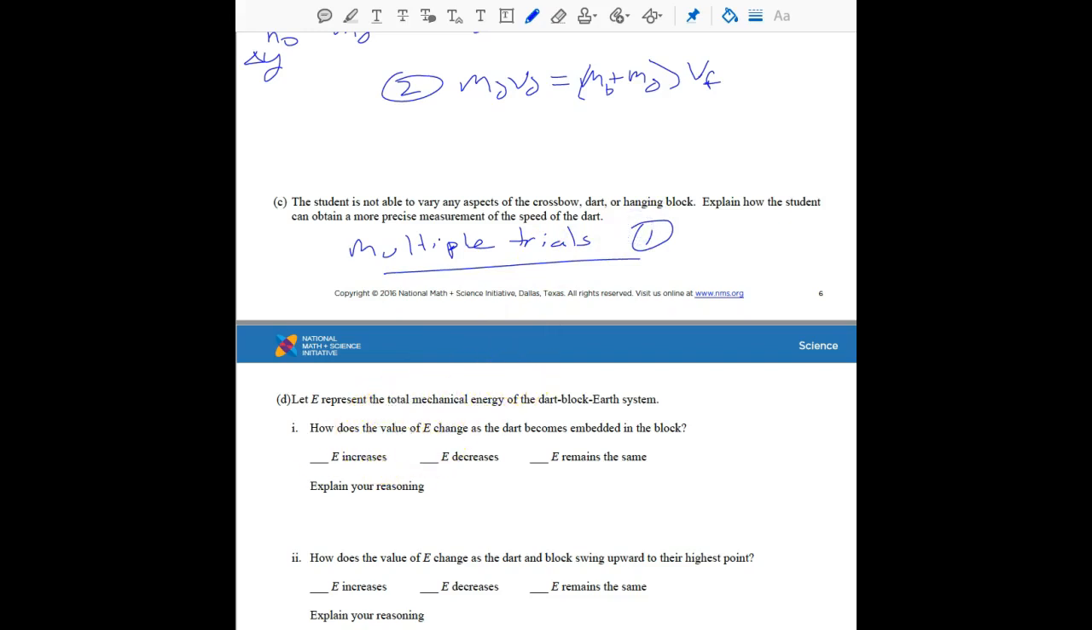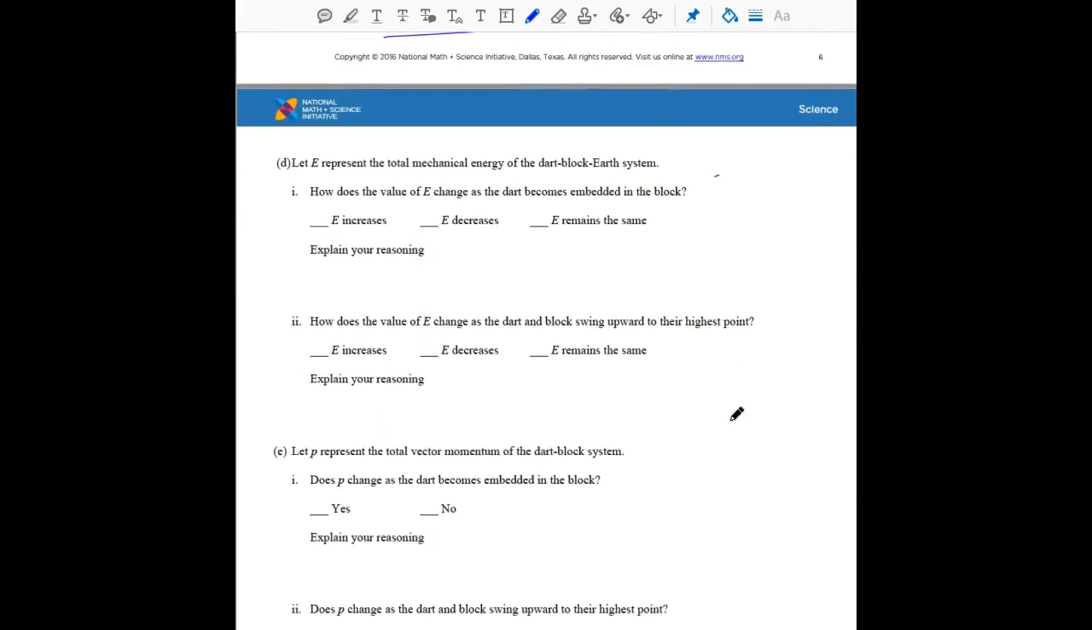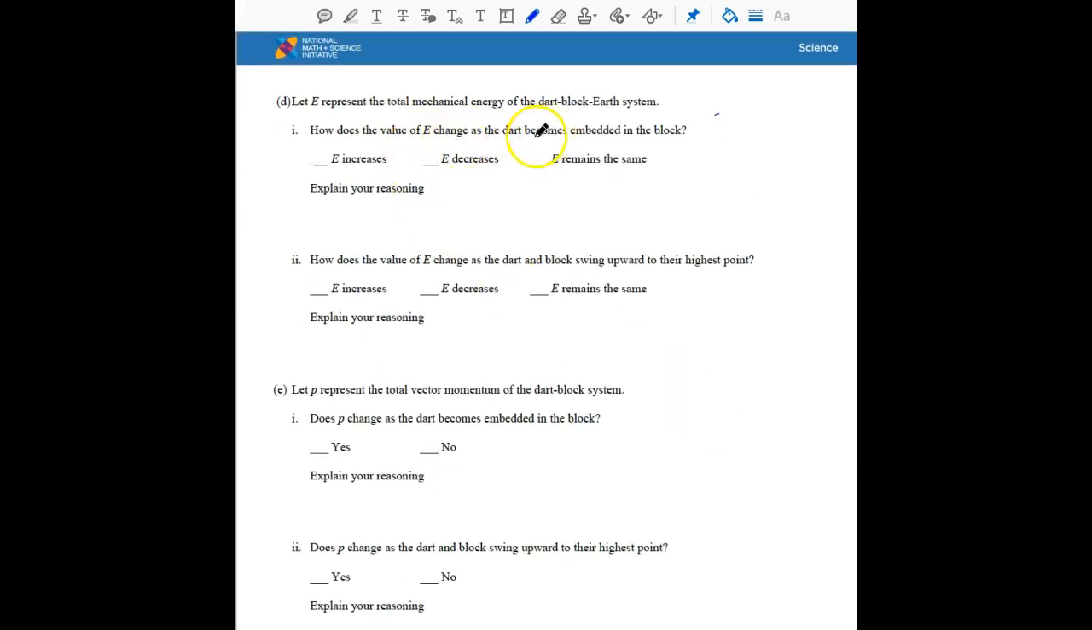For letter D, the next thing that they want is for E to represent the total mechanical energy of the dart block Earth system. And it says, how does the value of E change as the dart becomes embedded in the block? For this one, we're going to say that the energy decreases, because the energy is equal to the kinetic energy plus the potential energy.